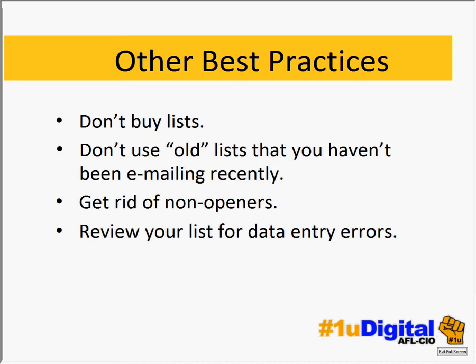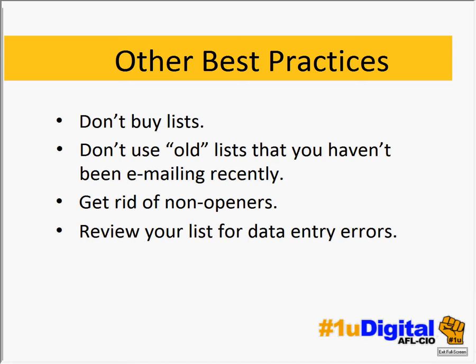Get rid of non-openers. What that means is, and this is really the hardest thing when you're managing an email list, to take people off your list who have not been opening your messages. And it's really hard to see the number of people on your email list that you've worked so hard to build up over the years go down when you remove people who haven't been opening messages. But again, this is important in spam filtering because you want to have the highest percentage of people that you're sending to opening your messages. So it's not the number of people.